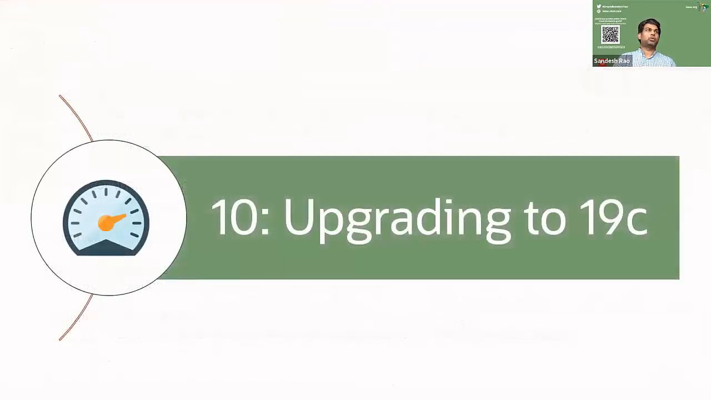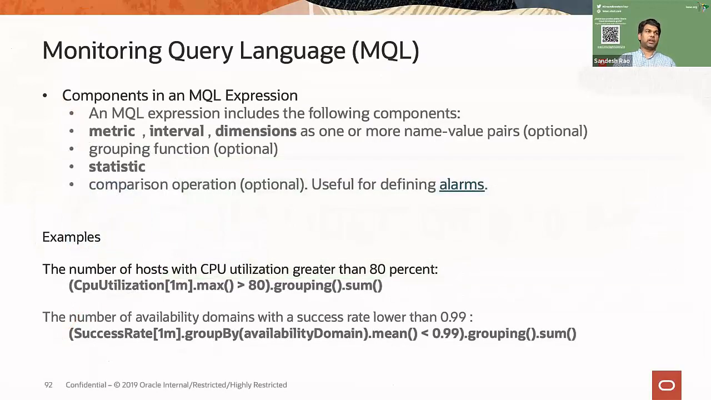I just quickly want to go through this. There's this thing called monitoring query language, or metrics query language, where you can specify CPU utilization with 1 minute sampling, pick the max if it's greater than 80%, and group and aggregate this to find the number of machines that have CPU utilization greater than 80%. It's very simple and really powerful. And once you start using this, you can use it really well.